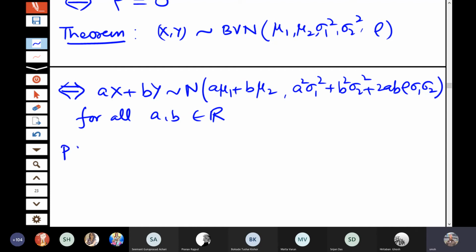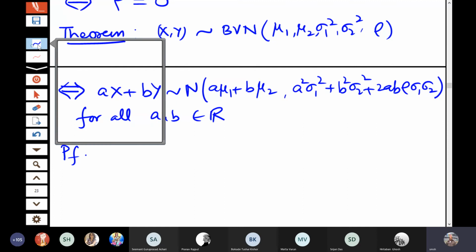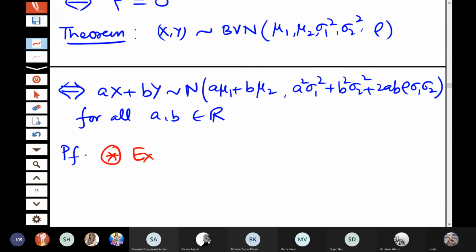So I'm just leaving this proof as an exercise here, okay? Because you have to use only the joint MGF, the formula that I have already given. So if you use that, you will get the result here. So I am skipping the proof here.